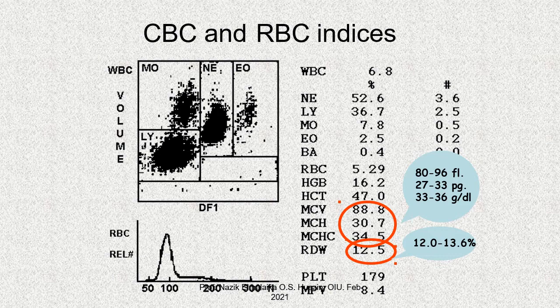Mean cell volume, the volume of the red cell, the average one is 80 to 96 femtoliter. The mean cell hemoglobin is 27 to 33 picograms, and the mean cell hemoglobin concentration 33 to 36 grams per deciliter. Red cell distribution width is also one of the indices, and the normal reference value is 12 to 13.6%. Any abnormal measurement of red cell indices has its own meaning.